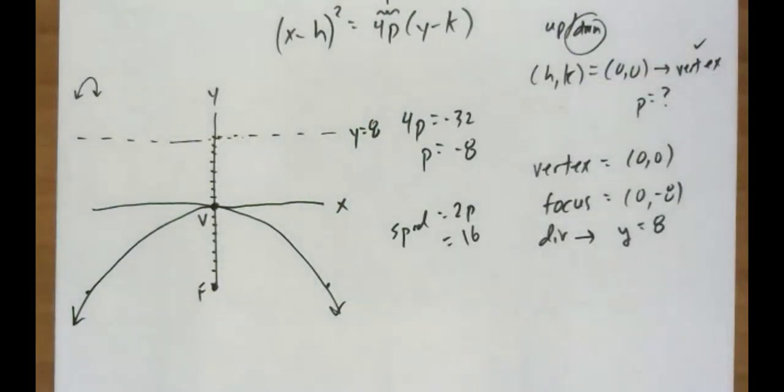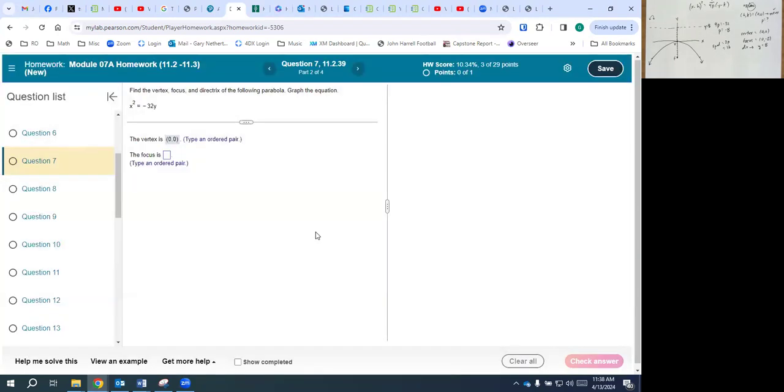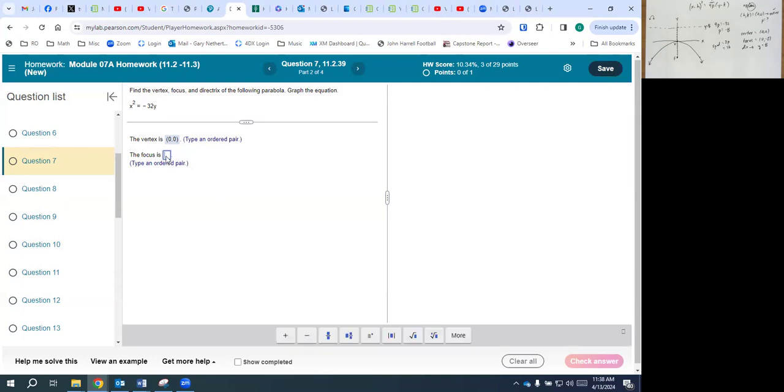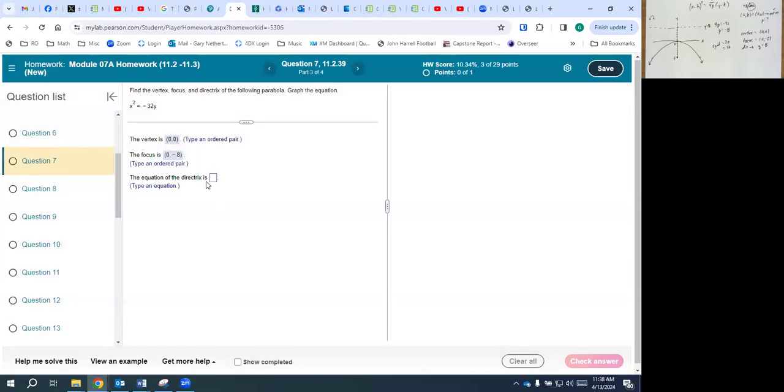So now I have everything I need. I should be able to go back to the computer and enter this information. So we said the vertex is 0, 0. So we have to check each answer as we enter it. And now it says the focus, we said 0, -8. And we'll check that answer. And the equation of the directrix, we said, is y equals 8.